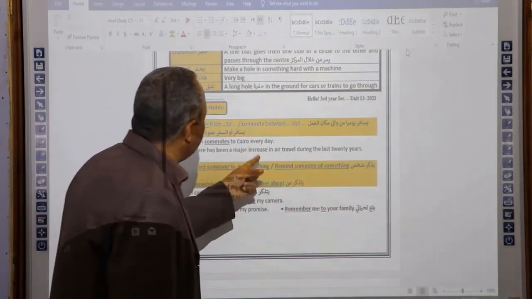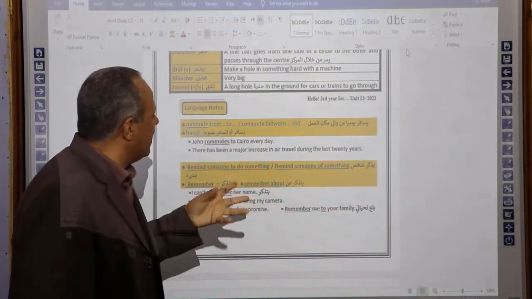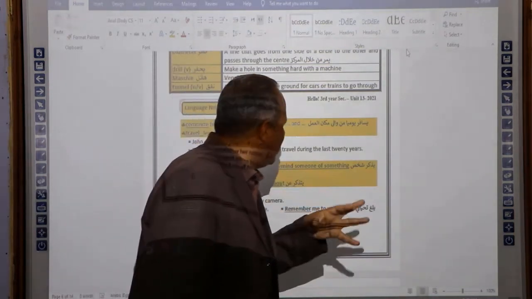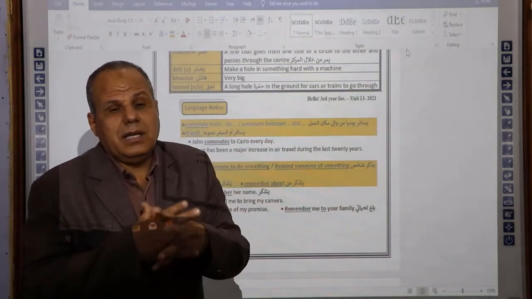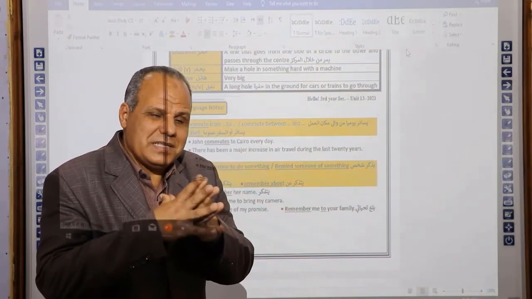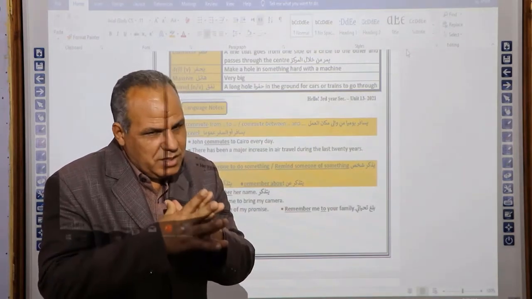There has been a major increase يوجد زيادة في air travel السفر جوا during the last 20 years طبقا للـ 20 سنة الأخيرة. فهنا travel نقصد به السفر عموما أو السفر in general.